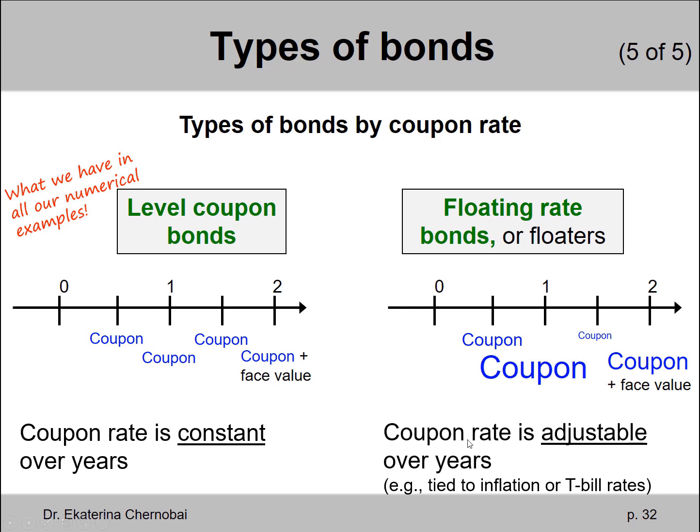What could it be linked to? It could be linked to sort of the cost of living or inflation. So if the prices are higher, then investors would want to be compensated with a higher coupon payment to them, right? And in those years, the coupon rate will be adjusted up.